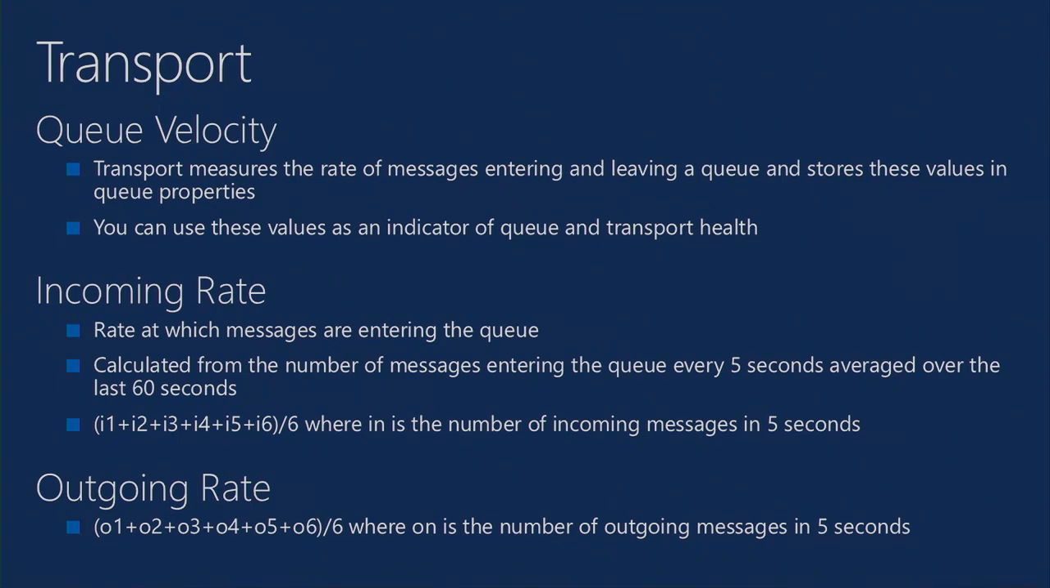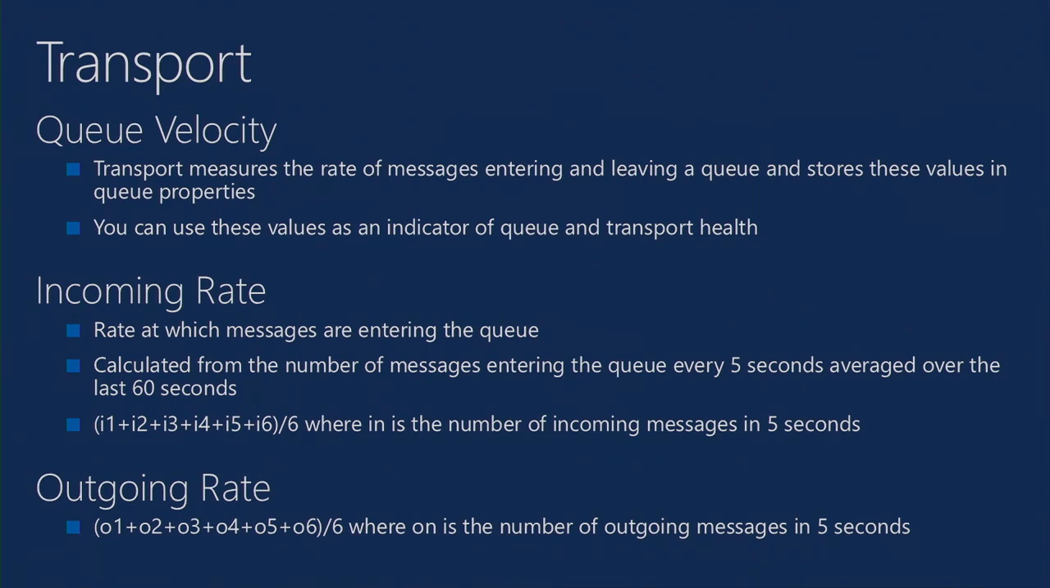Obviously, the ideal queue velocity on a queue that is actually receiving messages would be 0. That would mean messages are going out as fast as they're coming in. Queue velocities that are less than 0 simply mean that messages are not going out as fast as they're coming in, and the queue is starting to build up.